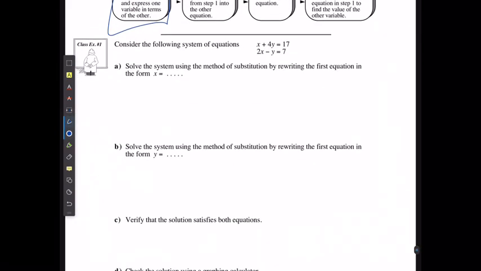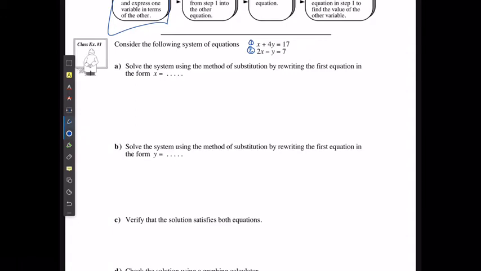First, considering the following system, I have x plus 4y is equal to 17 and 2x minus y is equal to 7. Well, I'm going to label this as equation 1. I'm going to label this as equation 2. The first thing we're going to do is solve the system using the method of substitution by rewriting the first equation in the form of x equals. So I'm going to take equation 1 and I'm going to get x by itself.